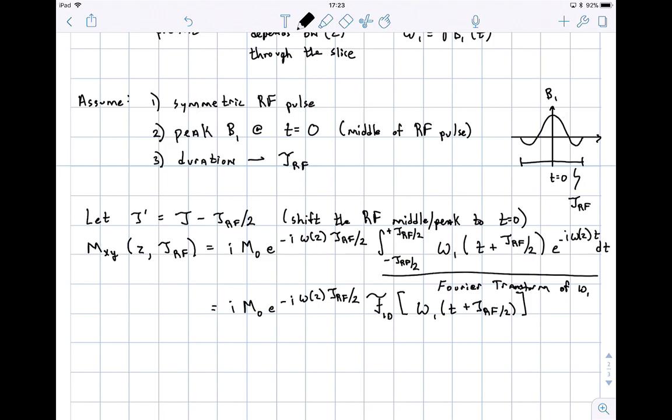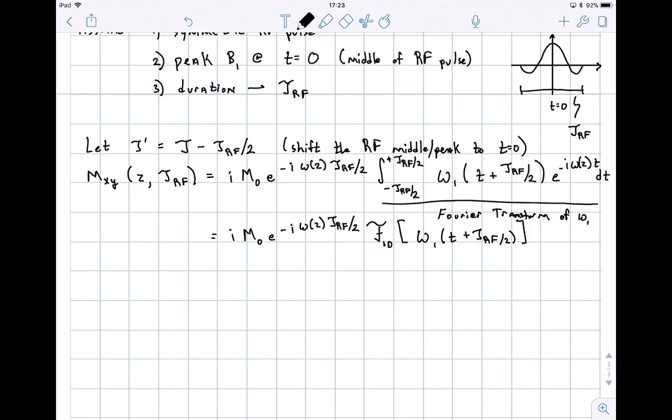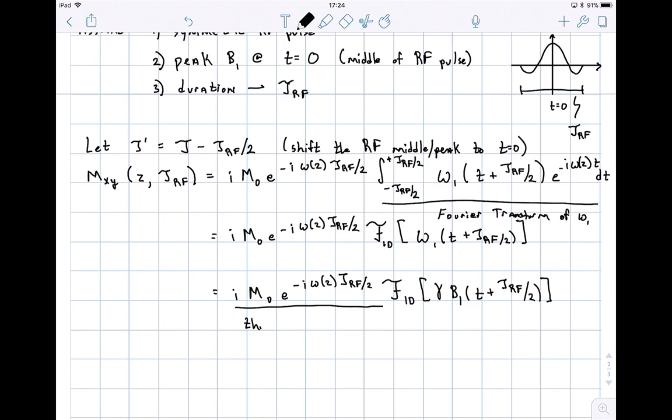And then you could go one more step, which is to recognize that omega 1 depends on B1 through something like the Larmor expression. And so we write this finally, which says i M naught e to the minus i omega z times tau RF in front, times the 1D Fourier transform of gamma B1 of t. And so again, this here was through slice dephasing, and this here is just the Fourier transform of the B1 of t.